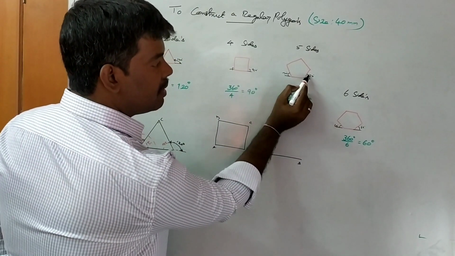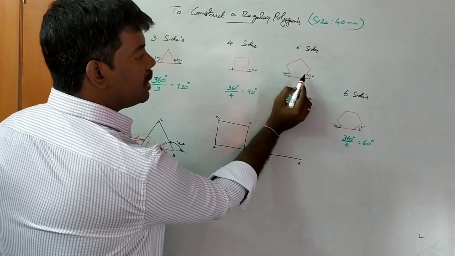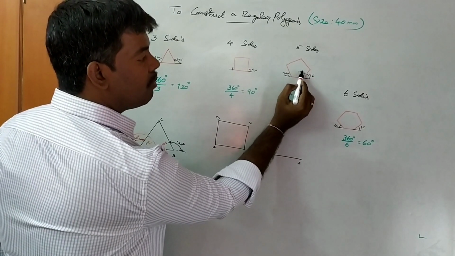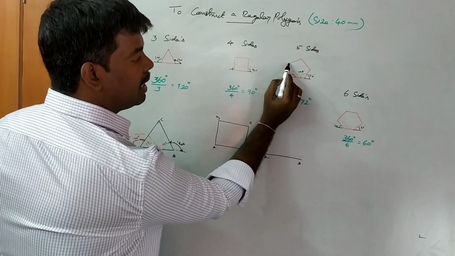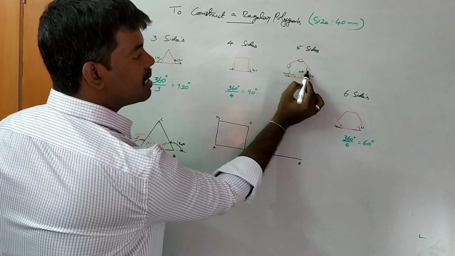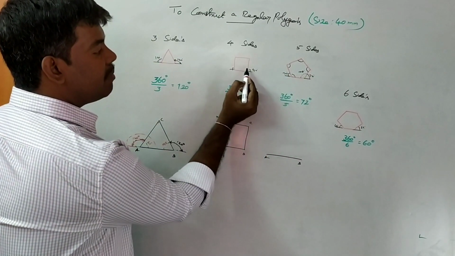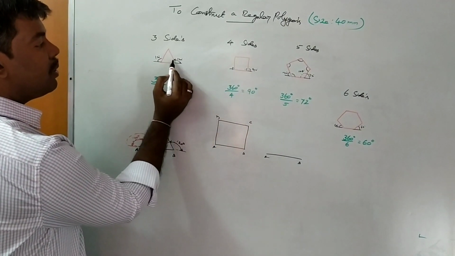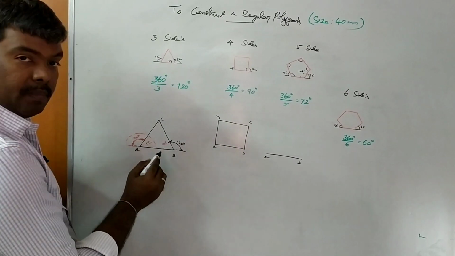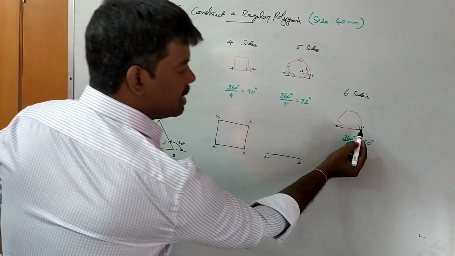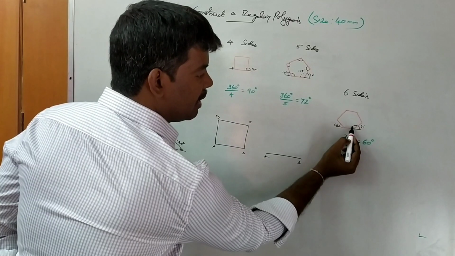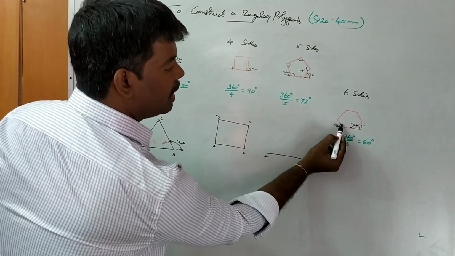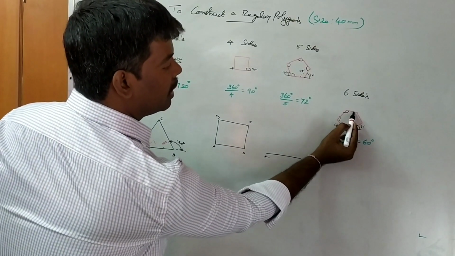Next one is 72. Here 72 means the included angle is 180 minus 72, which is 108. Here also 108, here 108, so all included angles are 108. Similarly, 90 means here also 90, because 90 plus 90 is 180. Here 120 means inside 60. Similarly, 60 means total 180, therefore this angle alone is 120. So here 120, here 120, each 120.